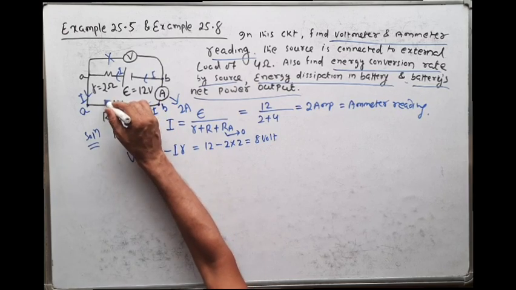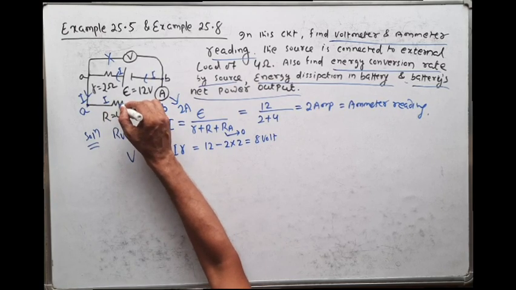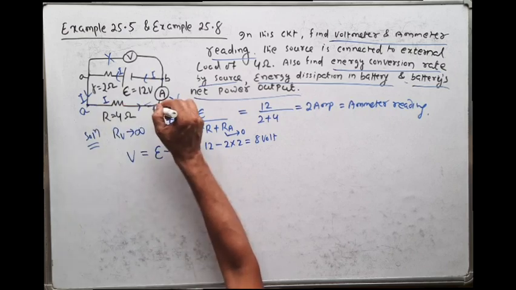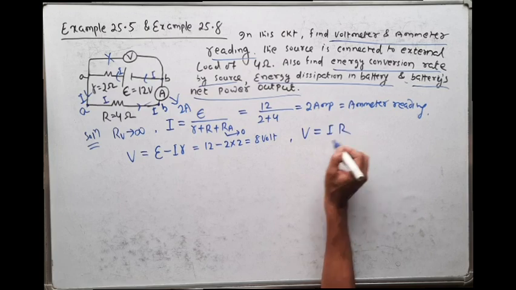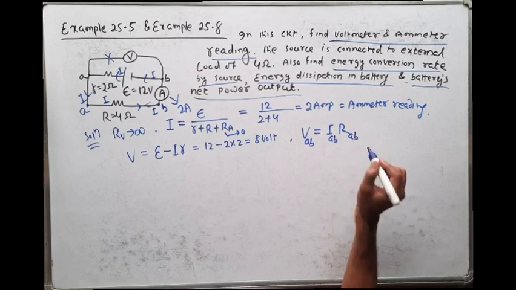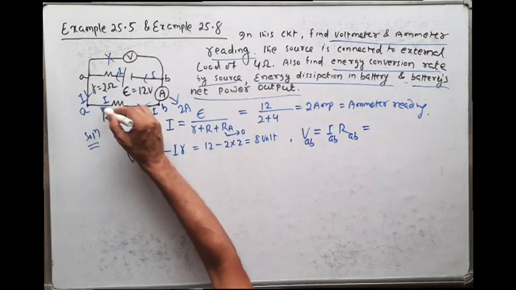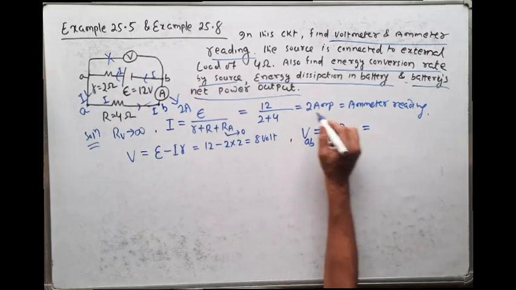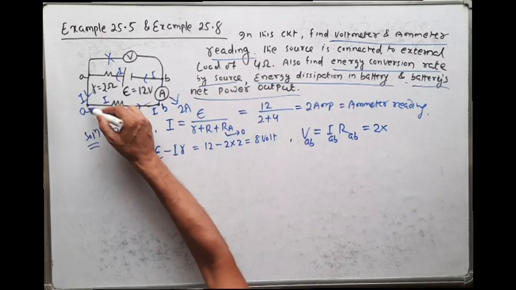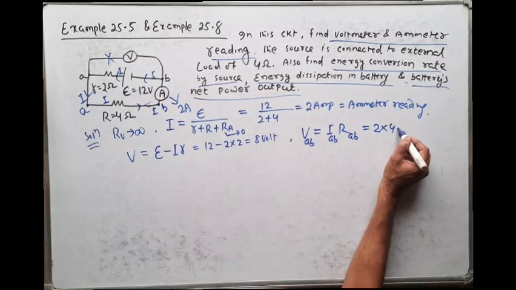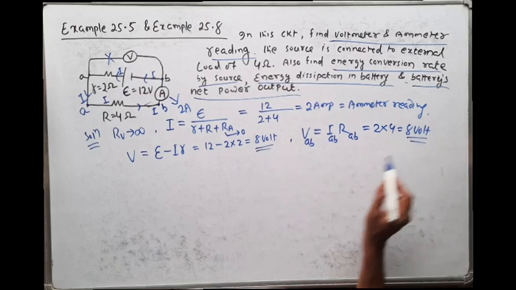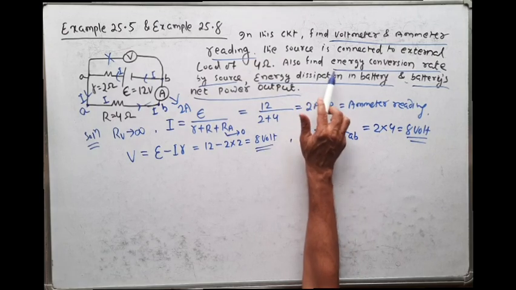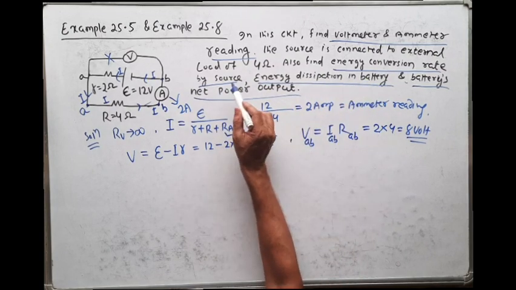So here, what is the value of the current? The current flowing through this R is equal to I. So what is the voltage drop across AB? I can write V is equal to IR. So the voltage across AB is equal to the current through AB times the resistance across AB. What is the current through this branch? That is 2 ampere. What is the resistance of this branch? 4 ohm. So you will get the same result, that is 8 volt. Okay. Next we will find the energy conversion rate by the source.